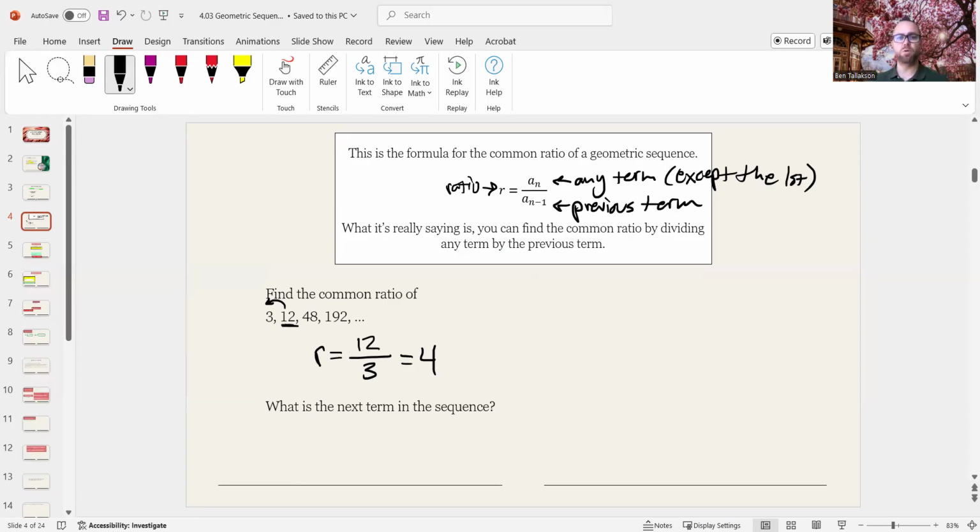So R is 4. And now that we know the common ratio, we could find the next term in the sequence, couldn't we? How do we do it? Well, you take your last term they gave you, multiply it times 4, and that gives you 768. So that would go right here after 192. Notice the dot means this continues on. We don't know how long this sequence is, but we know it does not end there.